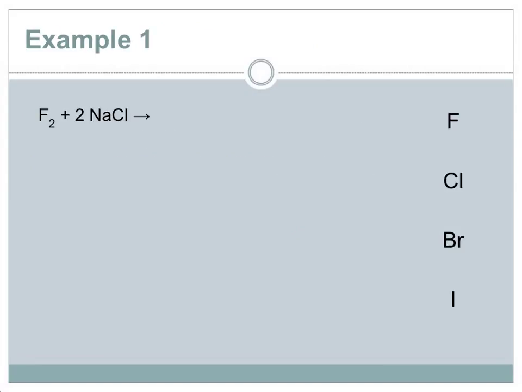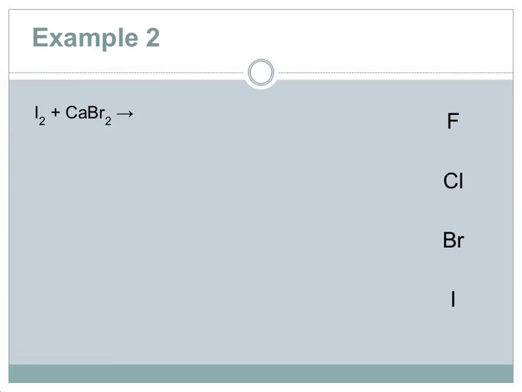We can then take a look at single displacement reactions where two nonmetals switch places. If we're looking at this one here, fluorine is reacting with sodium chloride. So we want to see, is fluorine more reactive than chlorine? Looking at your periodic table, you're going to notice that fluorine is above chlorine in position, meaning that fluorine is more reactive. So this single displacement reaction will occur. And that means that the nonmetals are swapping places, so we're going to create chlorine, and we're going to create sodium fluoride.